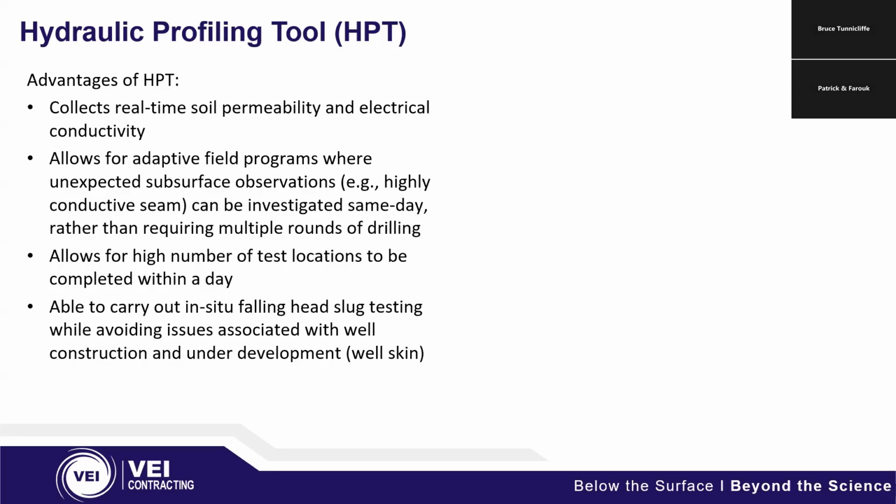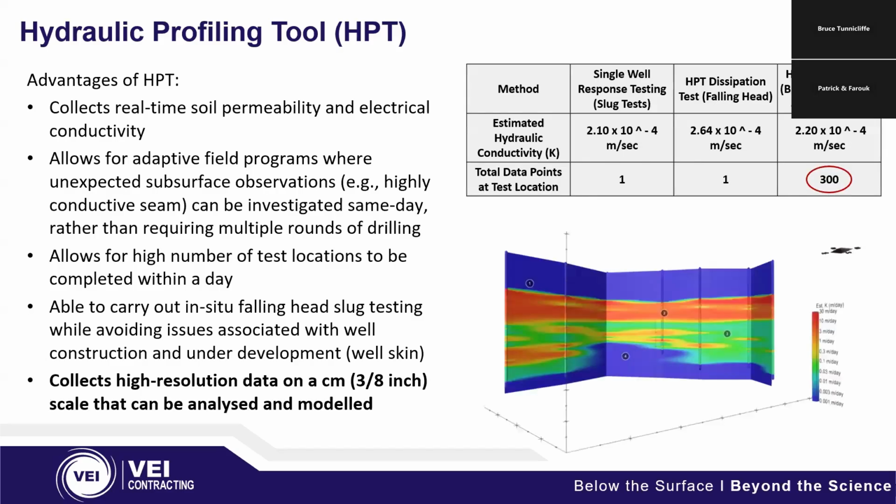And then, like what Farouk had indicated, you carry out in situ falling head or slug testing with these dissipation tests within it, and it avoids any kind of well interference or well construction issues that might have happened, because you're measuring in situ. The probe is measuring directly within the formation that's contacting the probe. So there's no sand pack interfering with it. There's nothing to bias it up or down.